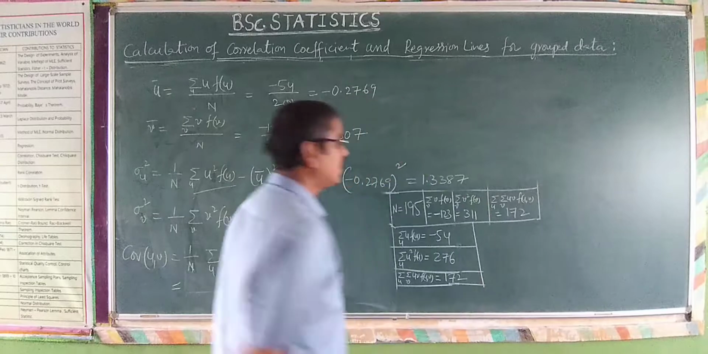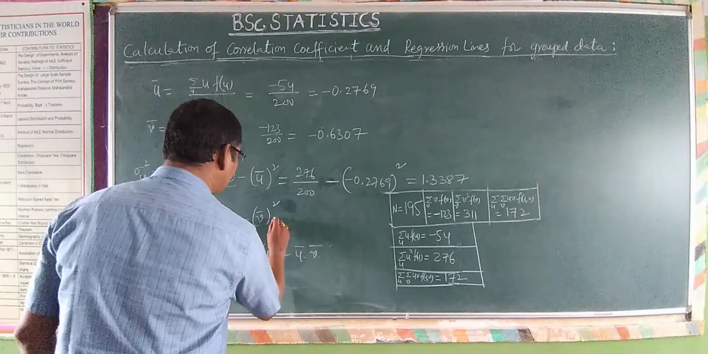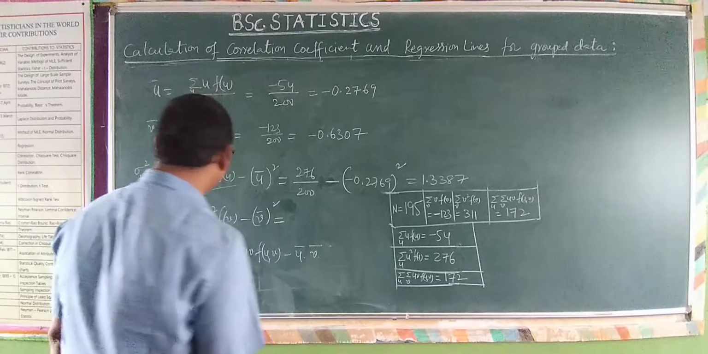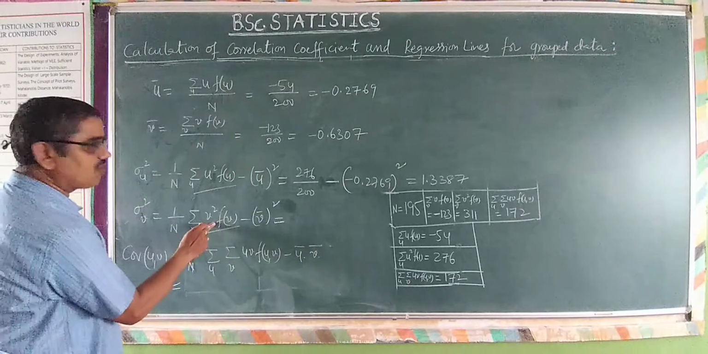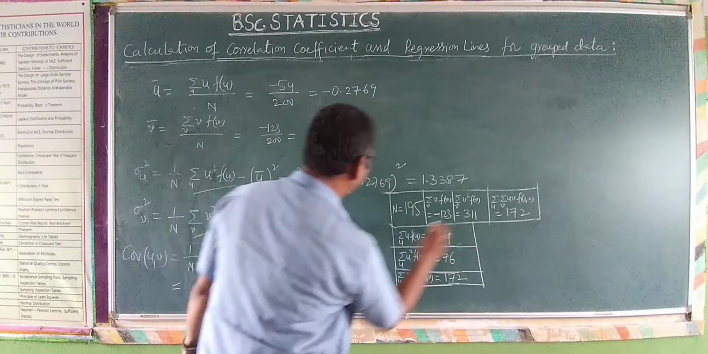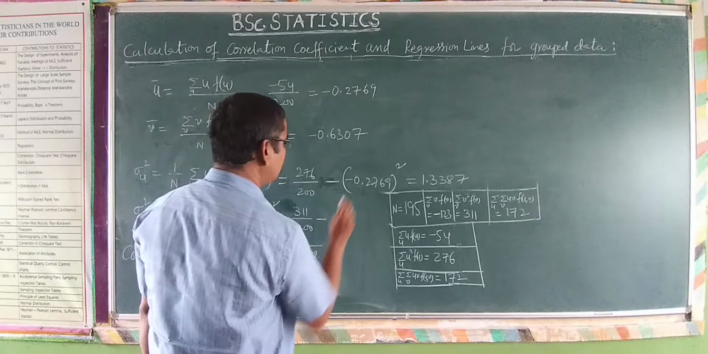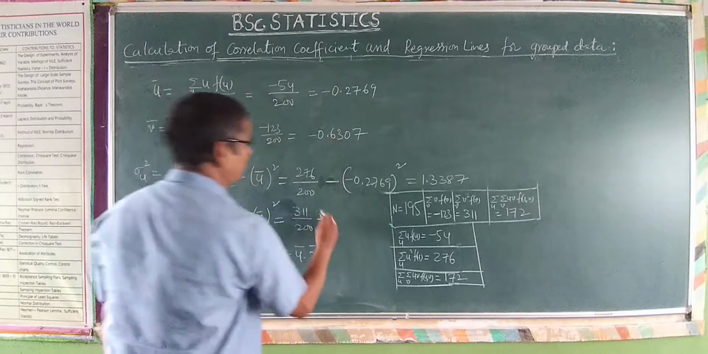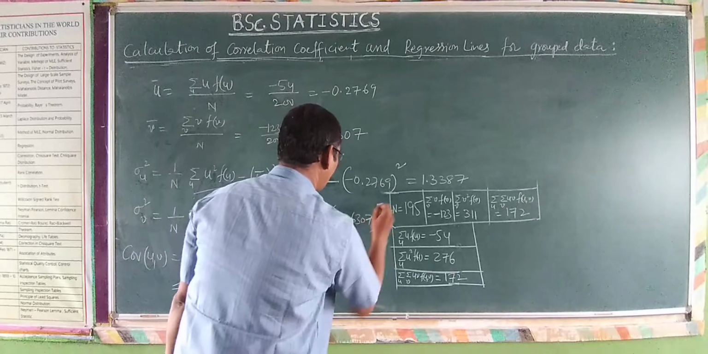1.3387, that is the value. And similarly, if you consider sigma square V, it is nothing but summation V square f of V. Summation V square f of V is 311 divided by 200 minus V bar, which is minus 0.6307 whole square. What is the value of this?